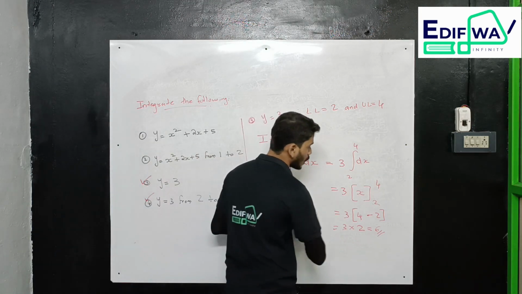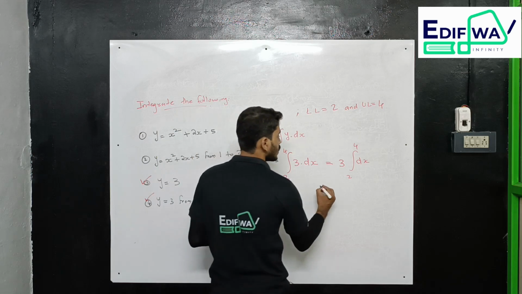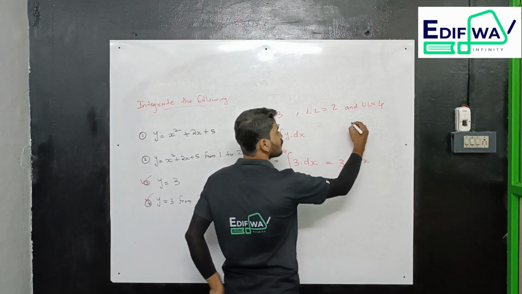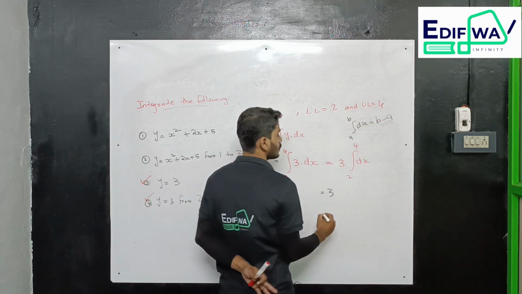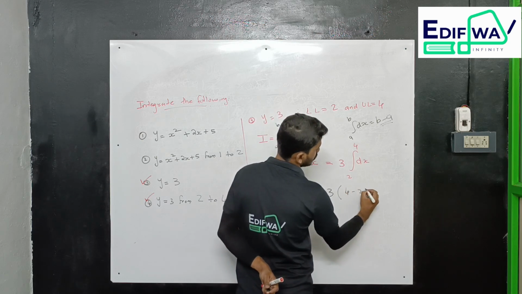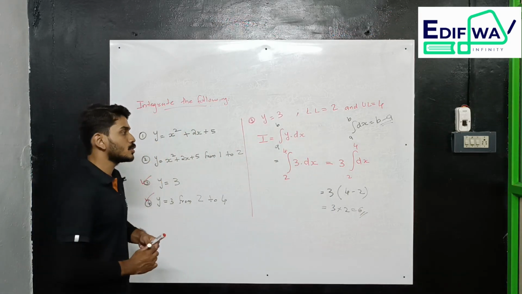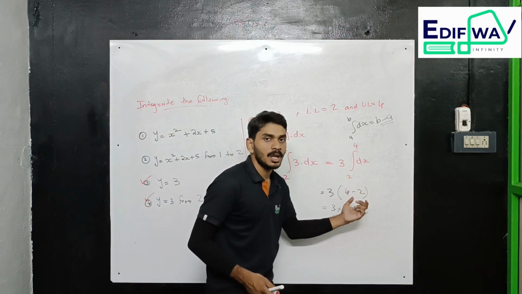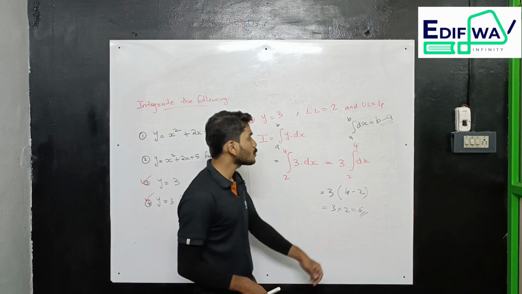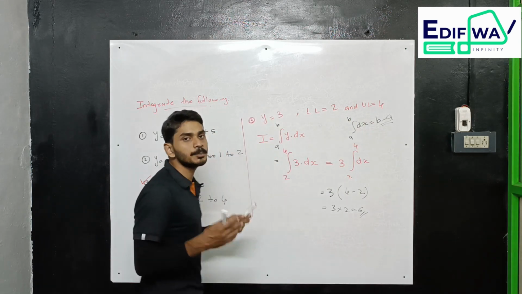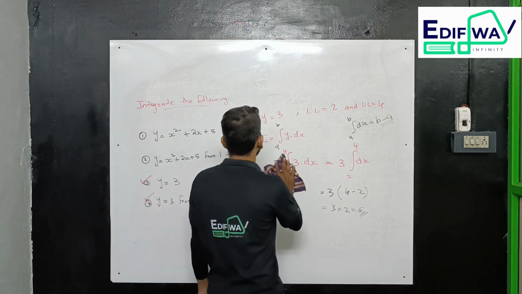Or you don't have to do all this. Just remember the formula: integral a to b dx is equal to b minus a. So that is 3 into 4 minus 2, 3 into 2, that is 6. Clear? So either you can put the square box and apply that concept of substituting upper limit and lower limit and subtracting, or you can use this equation. It's up to you. Now what about the first question? That's what we are going to work out next.